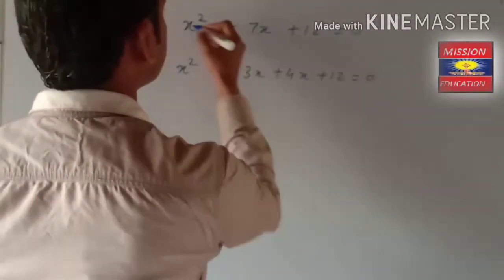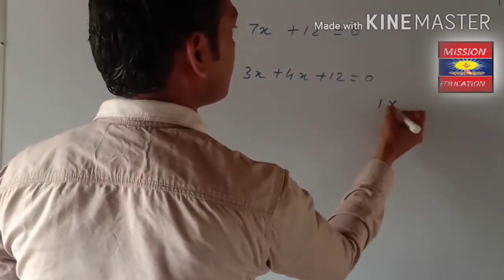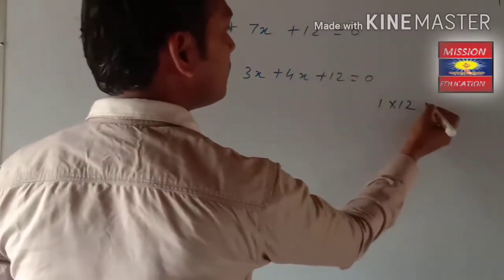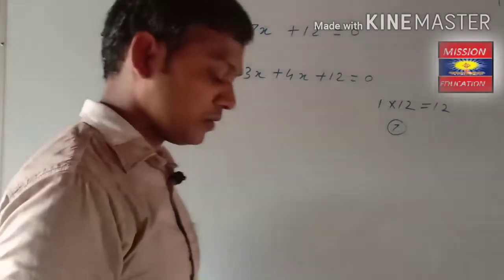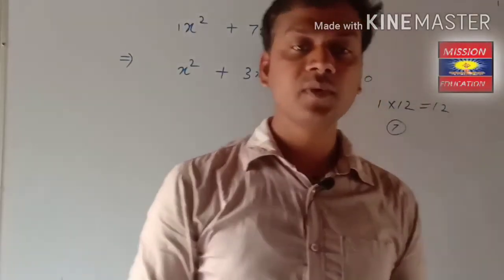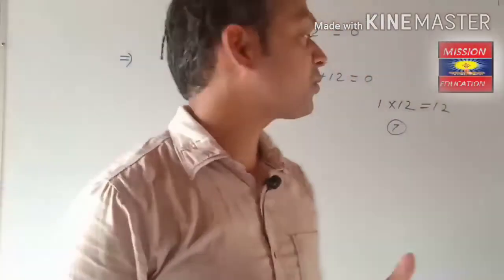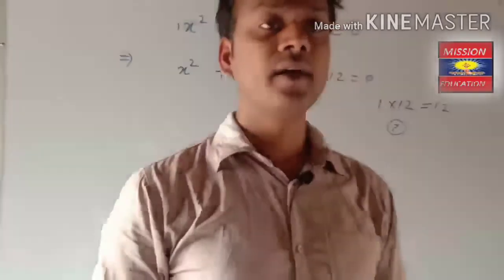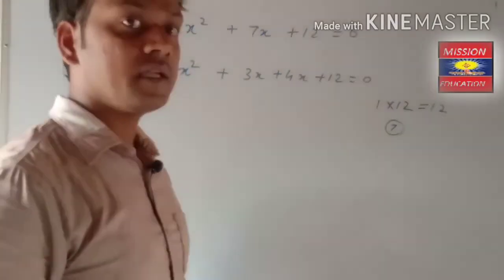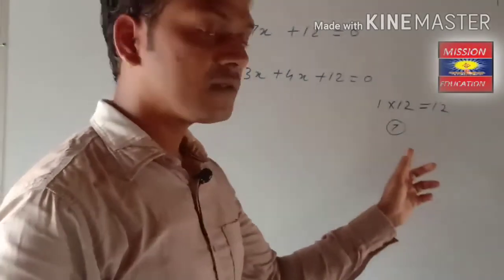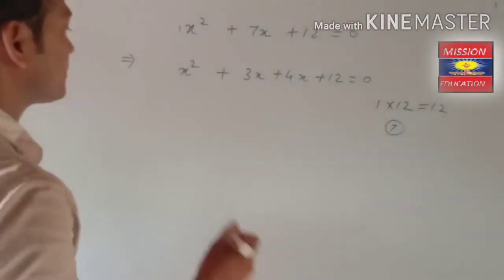The coefficient of x² is equal to 1. So 1 into 12 is the constant value, 12, and 7 is the coefficient of x. In the middle term split method, your target is to find two numbers whose product is equal to 12 and whose sum is equal to 7. So we can check here 3 and 4: their sum is equal to 7 and their product is equal to 12. So it satisfies the given equation.